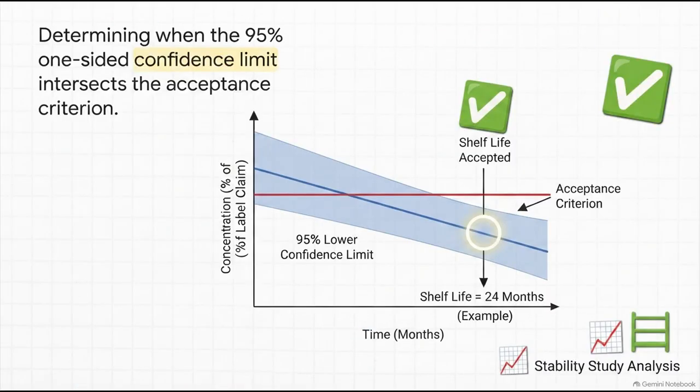Granting that final shelf life, it's never just a guess. It is a highly rigorous statistical evaluation. Regulators map the degradation of the drug over time to determine the exact date when the 95% one-sided confidence limit for the mean curve intersects the failure threshold. In plain English, the math literally has to guarantee patient safety on the very last day of that product's proposed life.